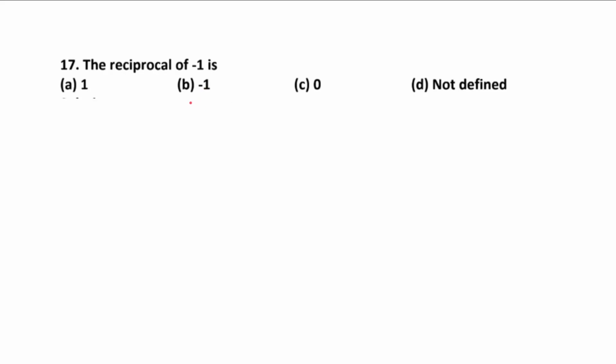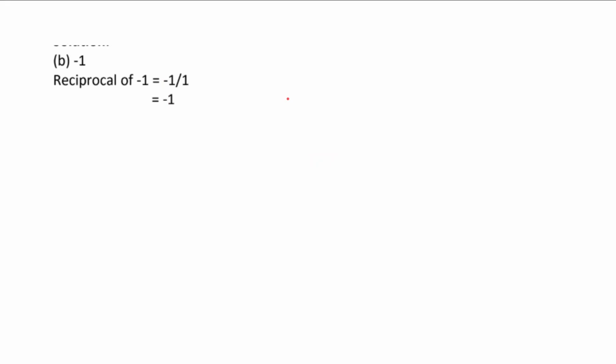Okay. Now you read this question and solve this problem. Okay, let us solve. The reciprocal of minus 1 is 1 by minus 1, which is equal to minus 1. So the correct option is B. Okay. Correct your answer.